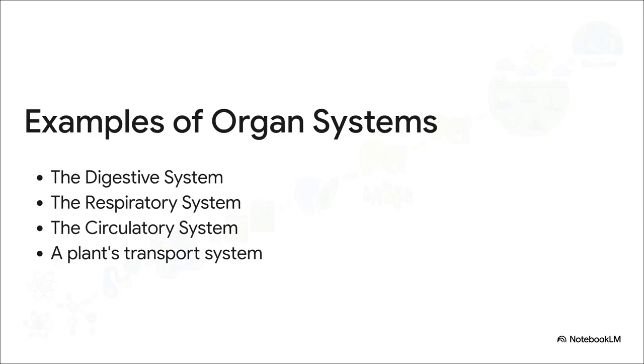So you have the digestive system to get nutrients, the respiratory system for gas exchange, the circulatory system to move it all around. You get the idea. These are all organ systems. And yes, even a plant has its own transport system, with the roots, stem, and leaves all working in concert.